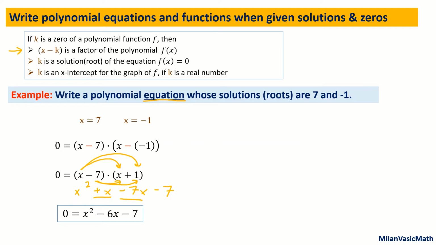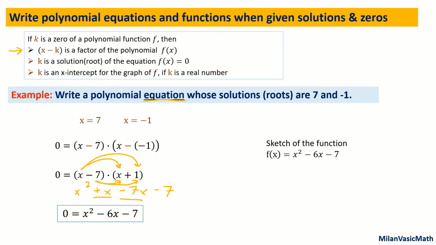And if we solve that, we are going to get the solutions 7 and -1. And you could solve it with your choice. You could solve it by factoring. You can solve it by completing the square, quadratic formula, graphing, technology, whichever. You will get the solutions 7 and -1.